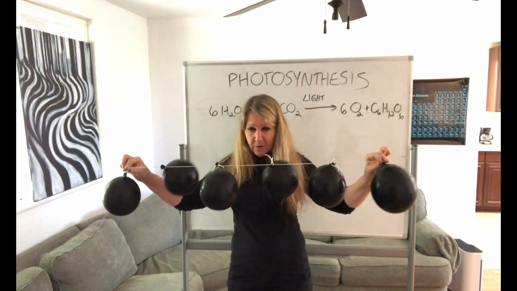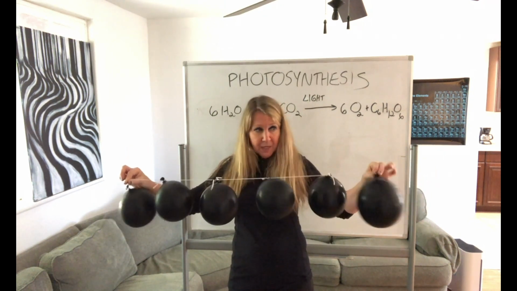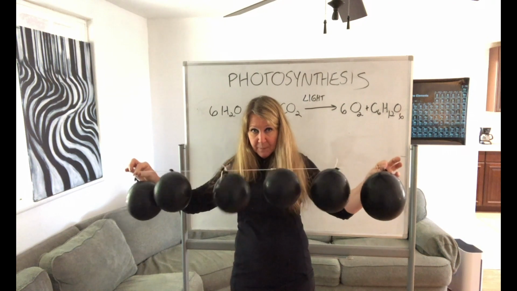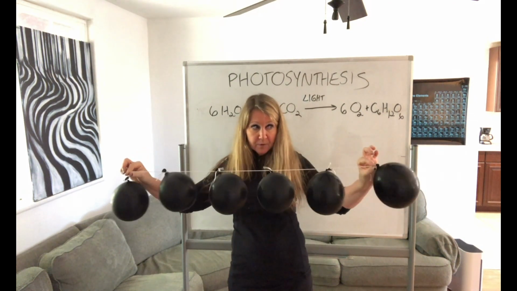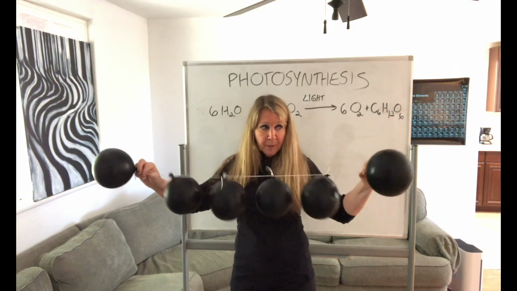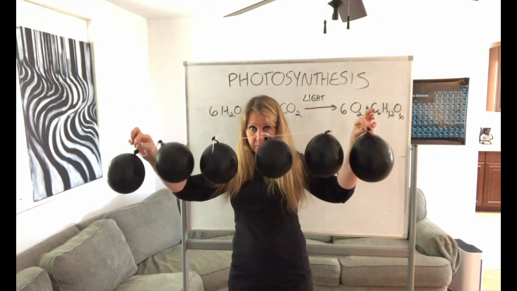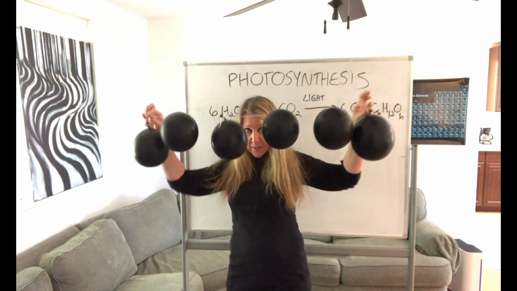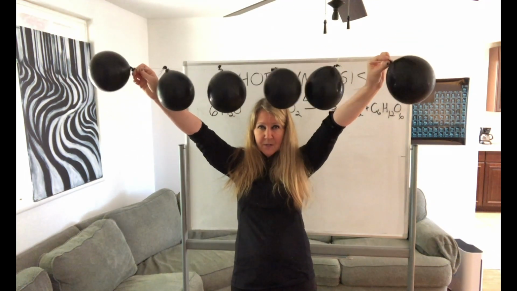And there are really 4 main elements that make up living things, and one of them is carbon. It's also hydrogen, oxygen, and nitrogen. But carbon-based compounds are what you study when you study organic chemistry. So this just demonstrates the 6 carbons in glucose.